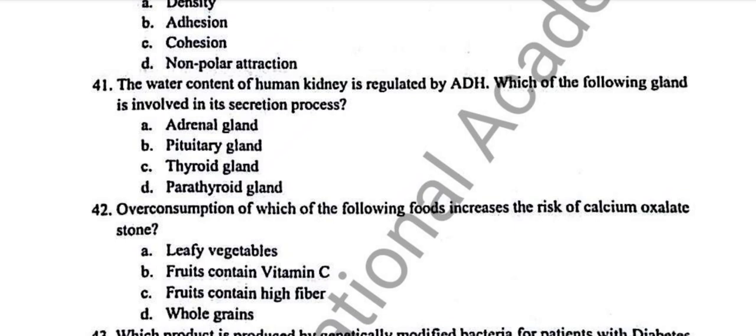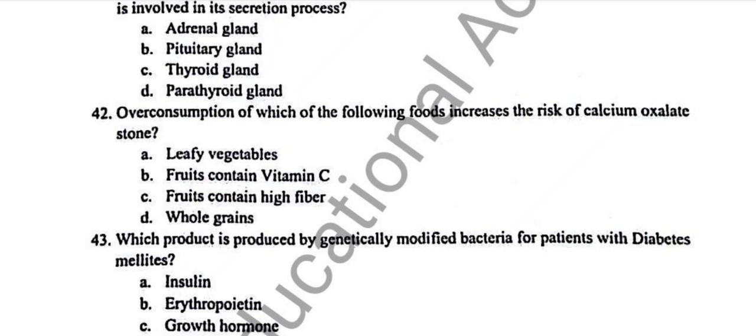Adrenal glands produce adrenaline and thyroid gland produces thyroxine. Parathyroid gland produces PTH. Question number 42. Overconsumption of which of the following foods increases the risk of calcium oxalate stone? A. Leafy vegetables. B. Fruits containing vitamin C. C. Fruits containing high fiber. D. Whole grains. And the correct option is B.